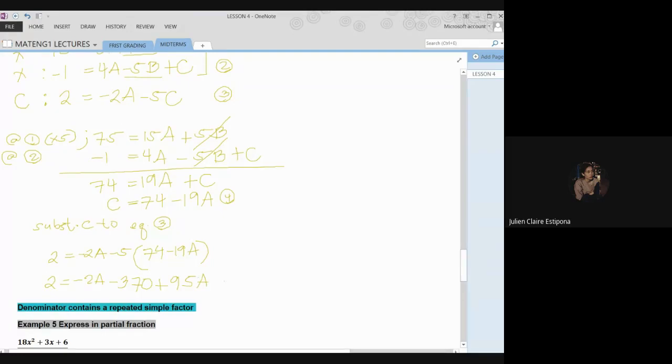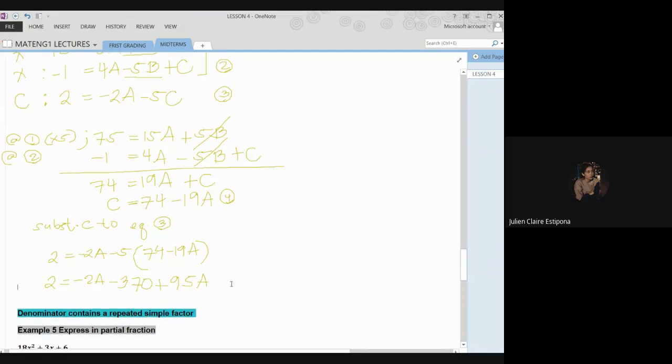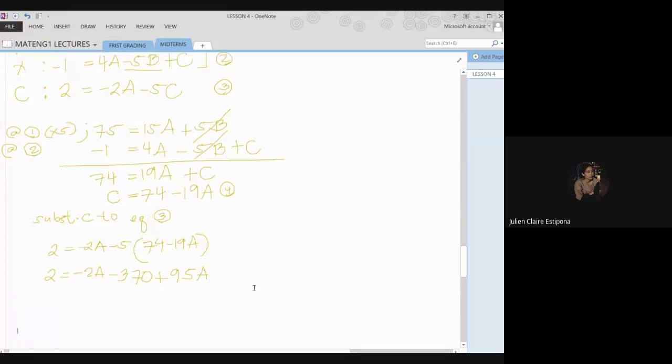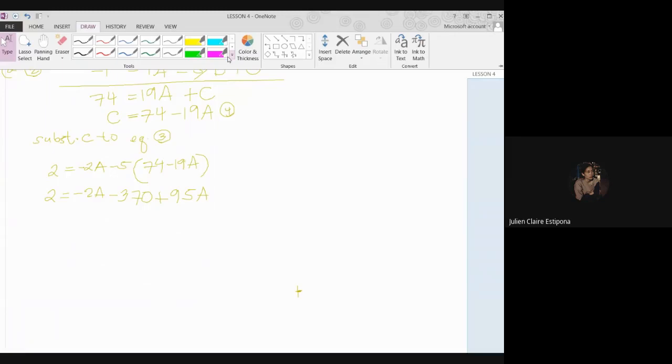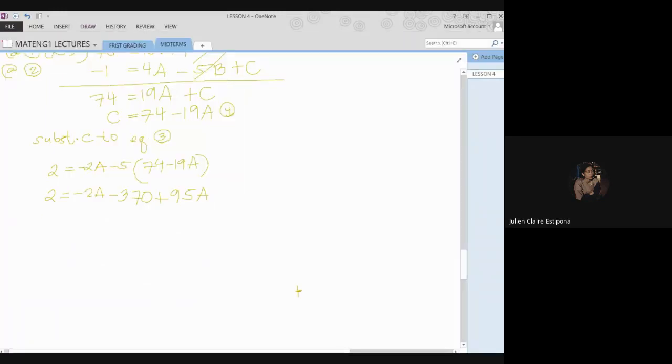Okay, wait, let me just add here. So if we are going to combine like terms, we transpose negative 370 to the other side. That is plus 370 is equal to negative 2a plus 95a. That will give us 372 is equal to, that is already 93a. And what is the value of a?